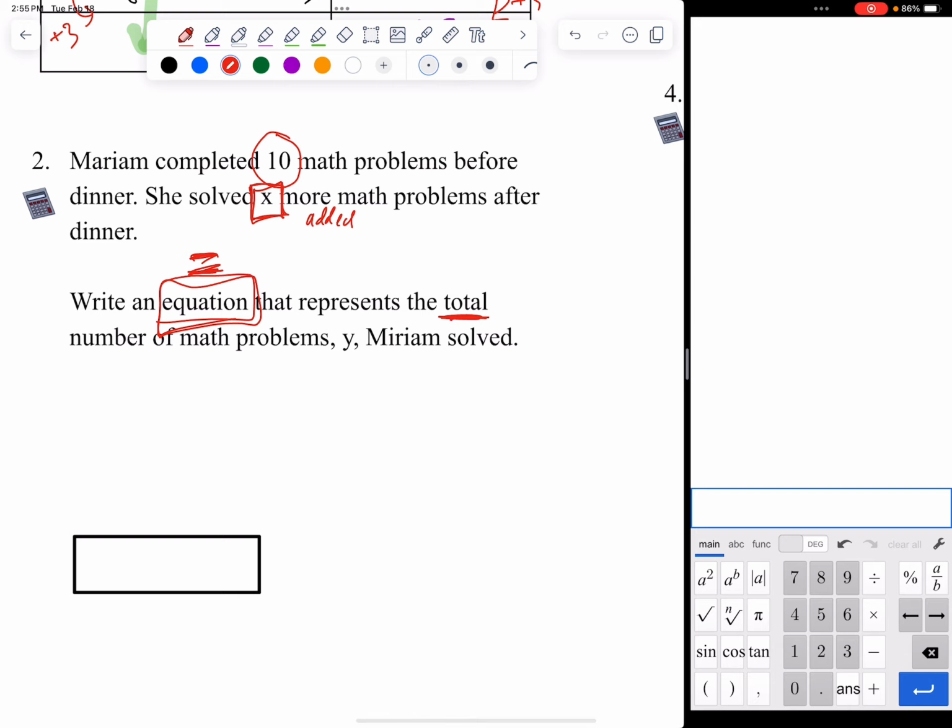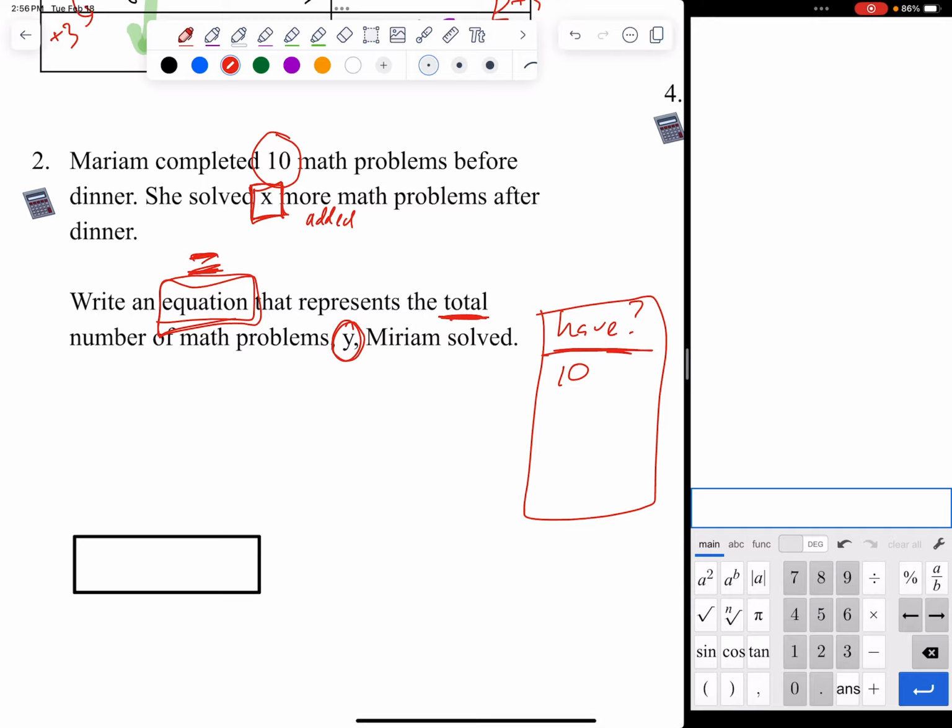Okay? So write an equation that represents the total. And see, equals total math problems. And I have another letter of problems Y that Miriam solved. So what do you have? I like to do this right here, my little box. So I have a number 10. Numbers are always important. I have a letter X. I know that I have to add something. I write an equation. That means I need an equal sign. And I have another letter, aka variable, which is Y.